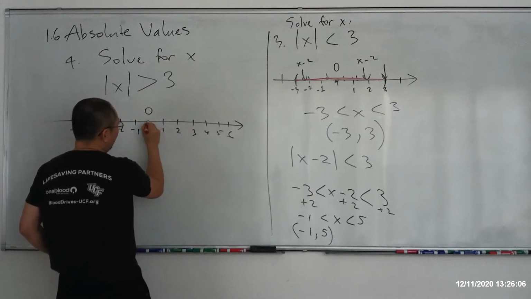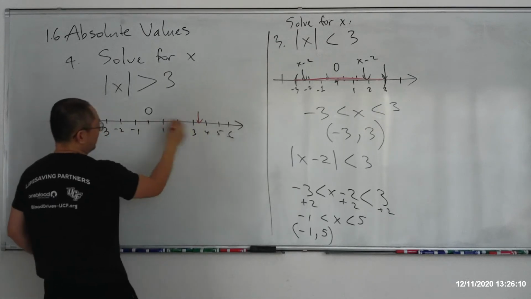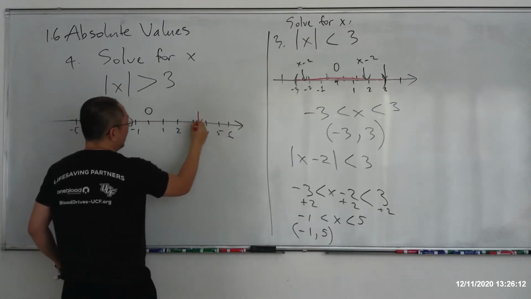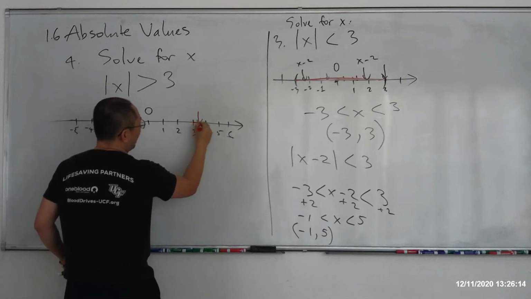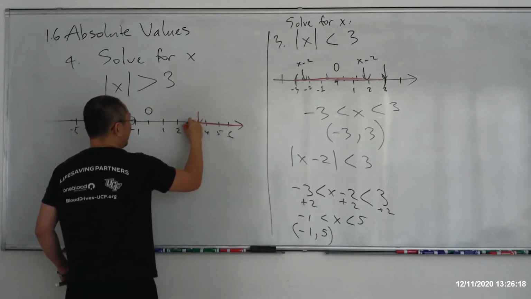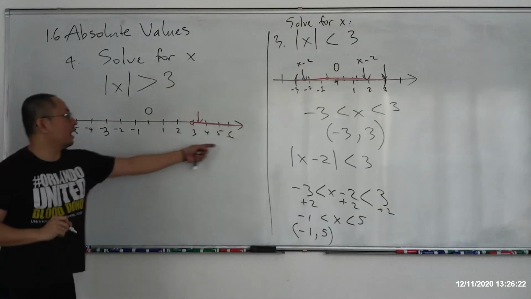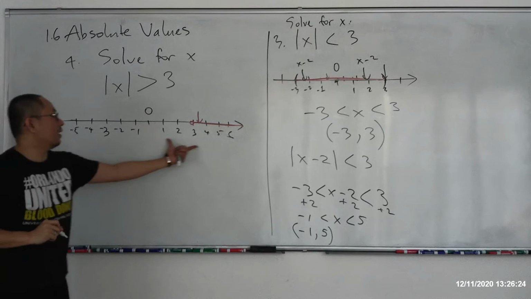So x cannot be anywhere from 0 to 3. X could be right here, 3 point something. The distance is bigger than 3. So any point from 3 all the way to the right is good, but strictly bigger than 3, so we are not including 3. I'm using an open dot right here. But this is not everything yet. It's only for the right-hand side.